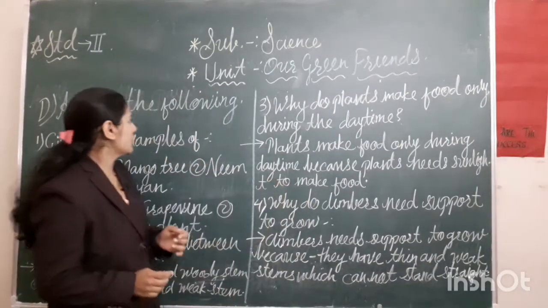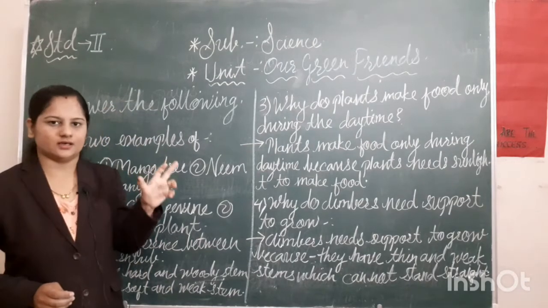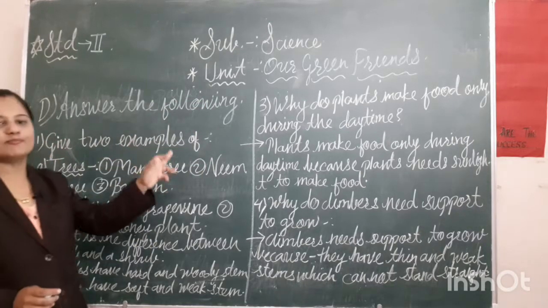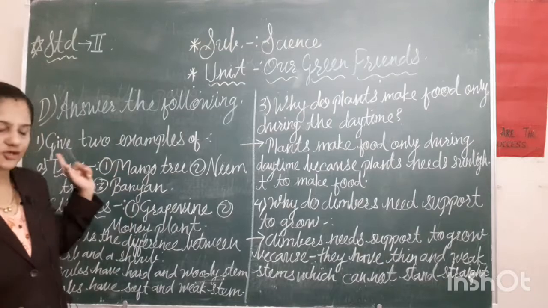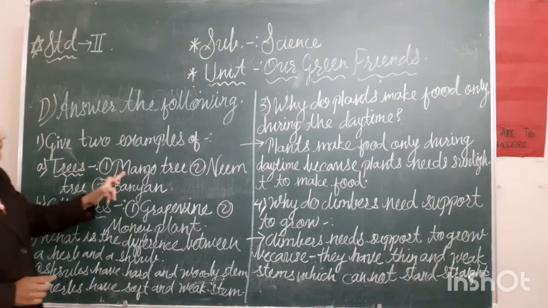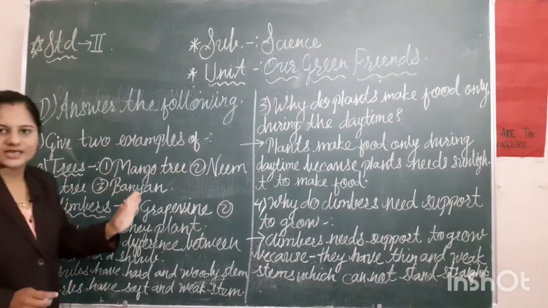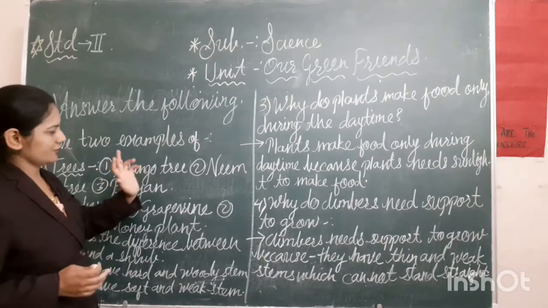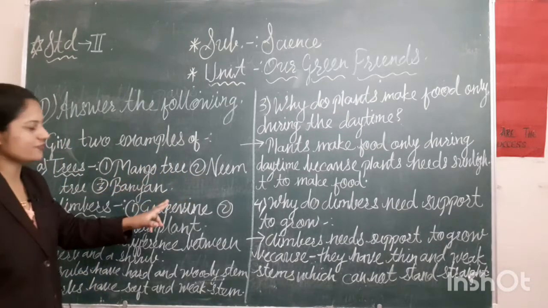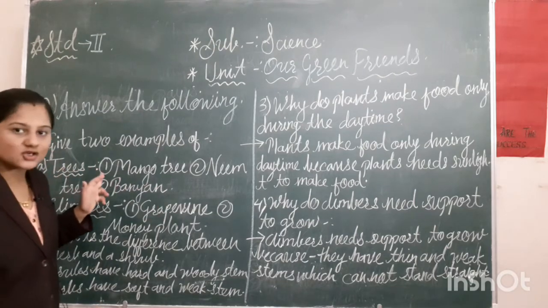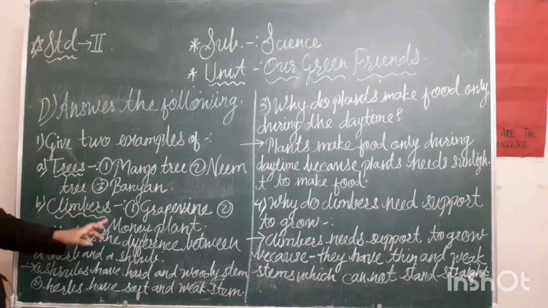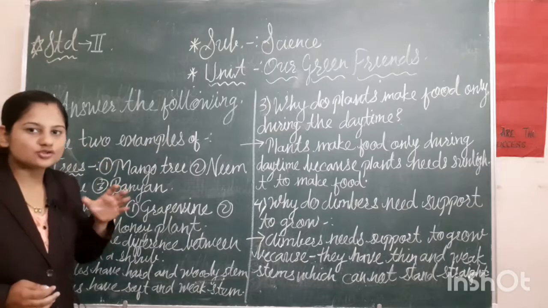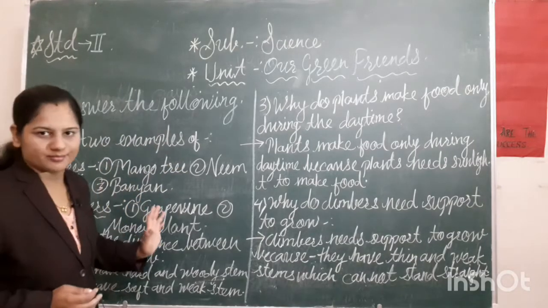Now let's move towards D. Answer the following. Our last question is answer the following. First question is give two examples of trees. A mango tree, a neem tree, a banyan tree. You can also write other examples which you know. Here I just write the mango tree, neem tree, banyan tree. A big plant is called a tree. Then climbers: grapevine and money plant. A plant which needs support to grow is called a climber.